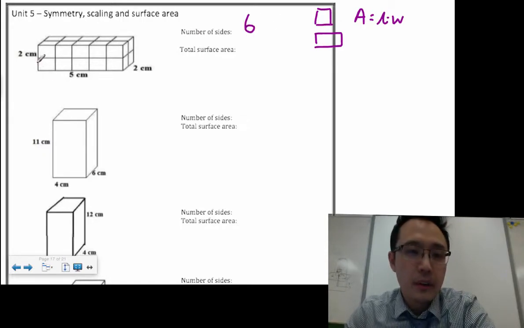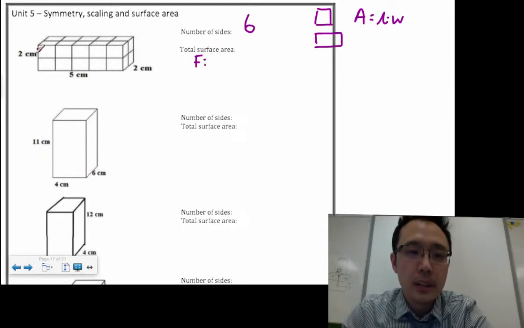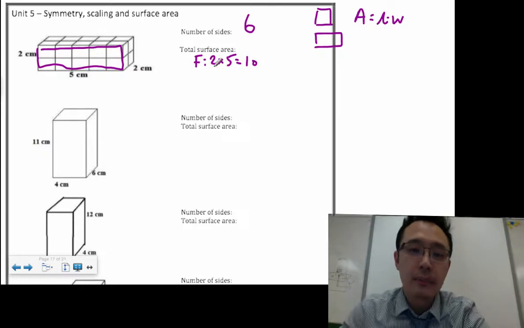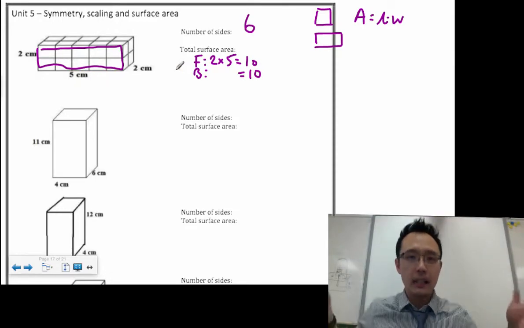And the total surface area of this, well, I need to figure out what the front is. So I'm going to use F for front. And the area of the front is this 2 by 5, that's 2 times 5. That's equal to 10. Well, the back side of this is exactly the same, so that's going to be 10 as well. You have your two sides at the end.